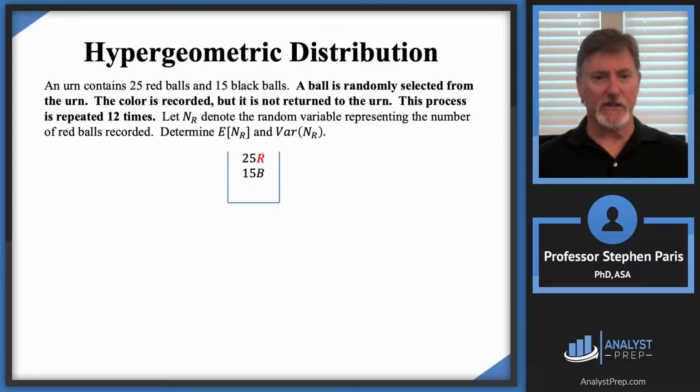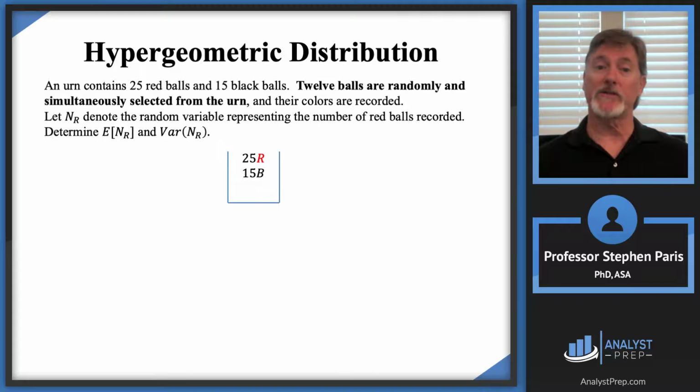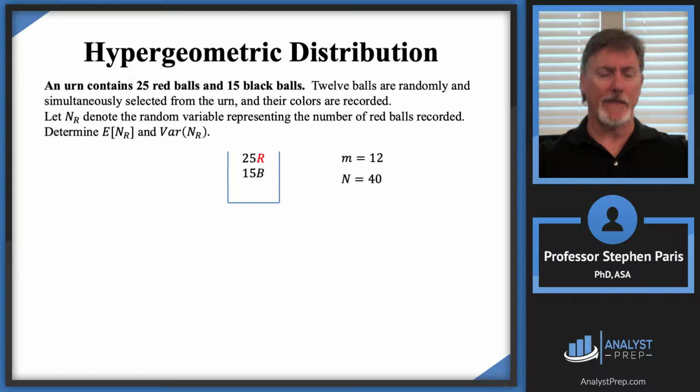Again, a ball is randomly selected from the urn, color recorded, and so forth, but it's not returned. And we said, well, that's the same thing. It's just 12 balls randomly and simultaneously selected from the urn. So my little m is 12. I'm selecting 12 balls, and the cap N is 40.